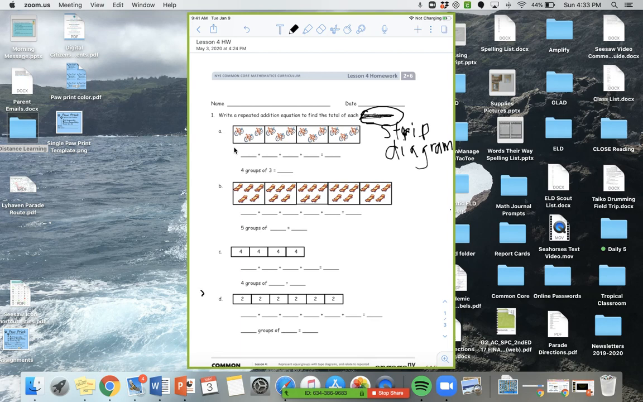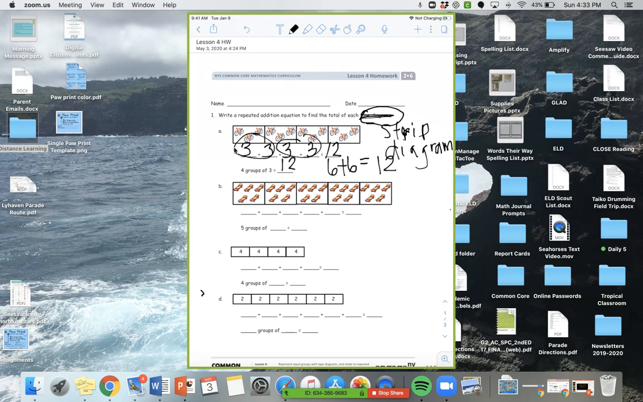So let's look at the strip diagrams. We see 4 groups, 3 bags in each group. So the number we would add in our repeated addition equation is the number 3. So we're writing 3 plus 3 plus 3 plus 3, which equals 12. Remember, you can use those doubles. So we could do a double there, and then it would be 6. You don't have to do this. Remember, this is one way to add more efficiently. So 6 plus 6 equals 12. 4 groups of 3, which equals 12.